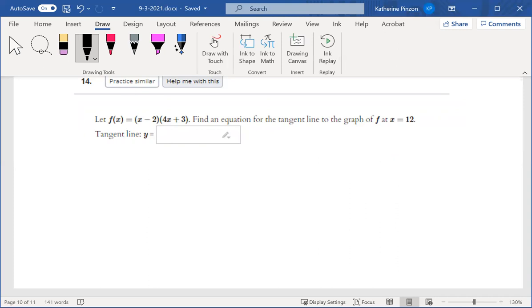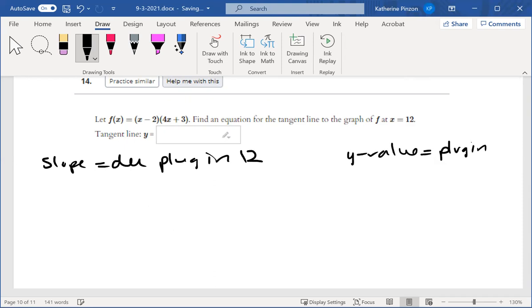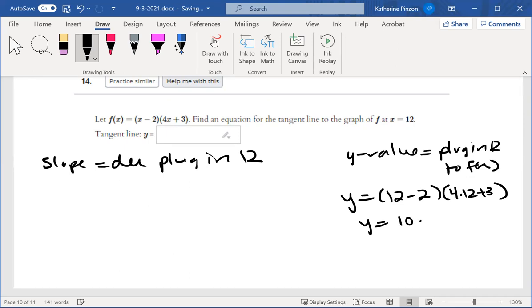So I'm going to take the derivative of this function, I'm going to plug in 12. Then I know that x is 12. How am I going to get the y value? Plug 12 in to the original equation here, yeah? Okay, so I'm going to do two things. I'm going to take the derivative, plug in 12 for the slope, and then to get the y value, I'm going to plug 12 into f of x. Okay, that one's easier. 12 minus 2 times 4 times 12 plus 3. So 10 times 51, 510. Okay, so my point is 12 comma 510.